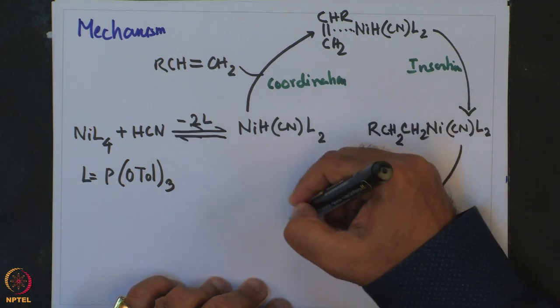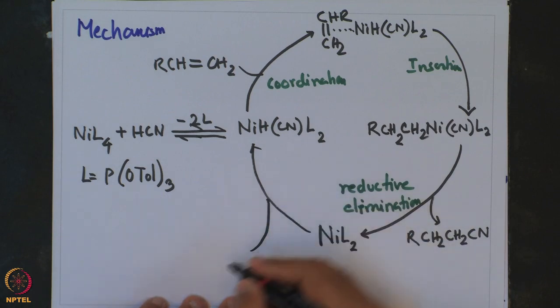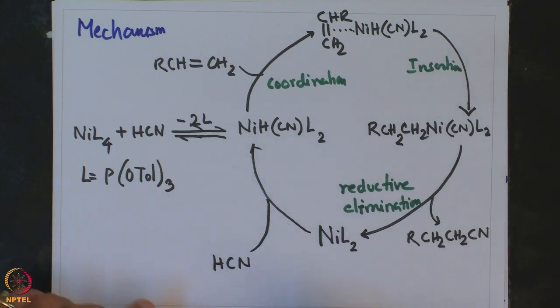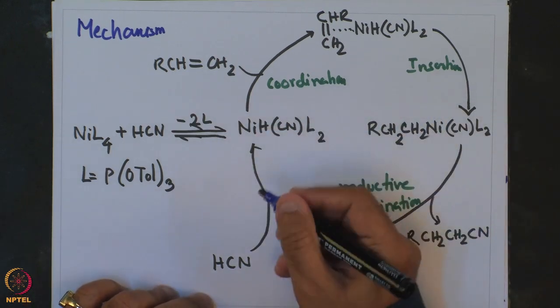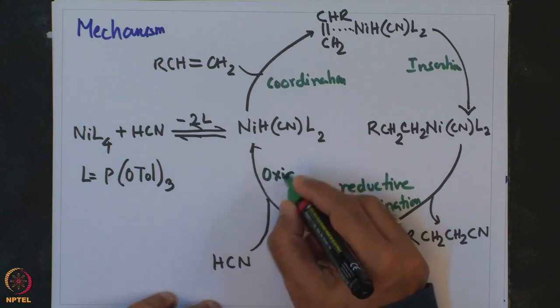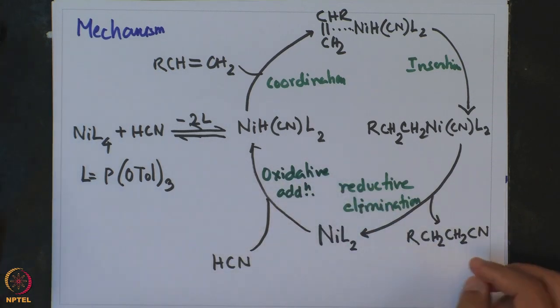and this NiL2 undergoes oxidative addition to HCN to give this NiHCNL2. So, this is again the oxidative addition step. Now, at this point what we see is a beautiful cycle that involves again the 4 elementary steps: the oxidative addition, reductive elimination, olefin coordination, and then olefin insertion into a nickel hydride bond.